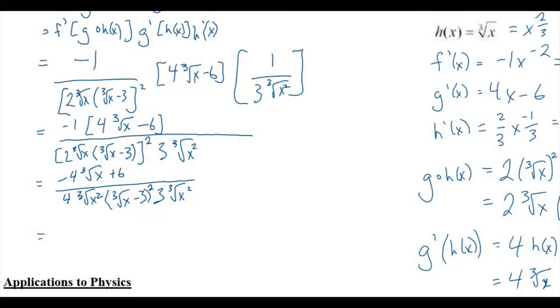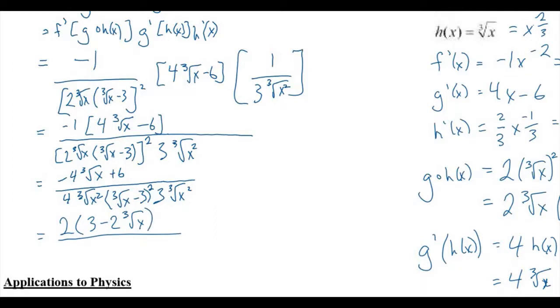Okay, so now that we've done that, there's not too much we can do with the numerator. We can reverse it because we like to have the positive number up front. So let's do 6 minus 4 cube root x. And we could actually even common factor that. So let's make that 2 times 3 minus 2 cube root x.